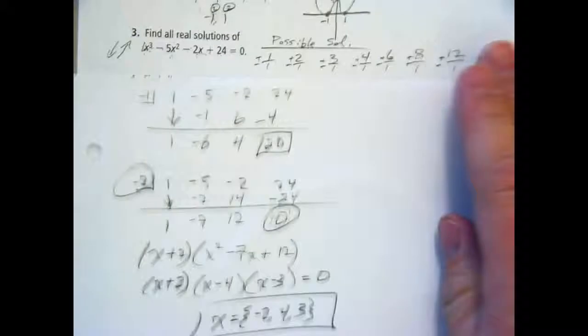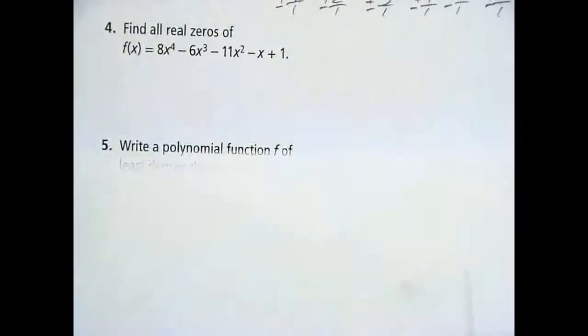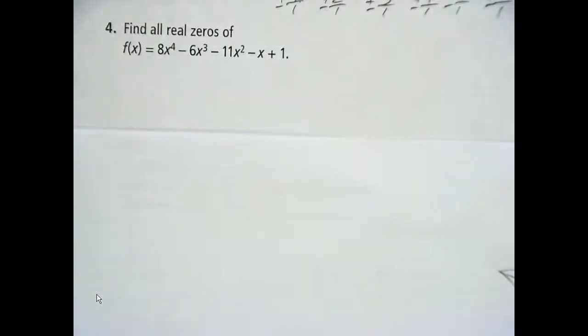All right, next one. Number 4. Those of you struggling, hopefully you tried a greatest common factor first. Did it work? No, but I'm glad that you tried it. Does factor by grouping work? No. Okay, so the next step is list all your possible zeros.